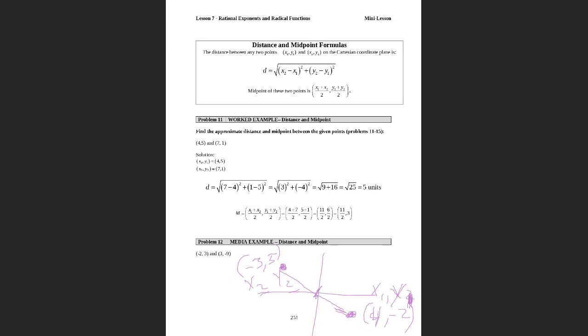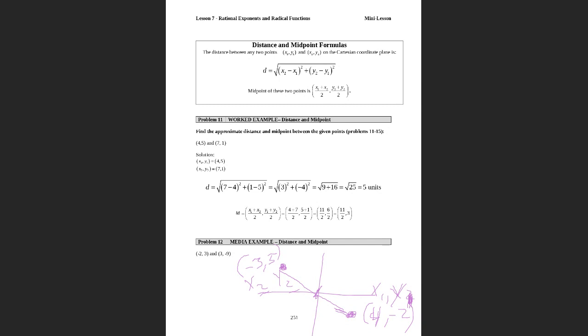It doesn't matter which one becomes your x1, y1. You can see that I just chose one of them to be my x1, y1, and then I chose another to be my x2, y2. I could change it, for -3, 5, that point to become my x1, y1. It doesn't matter.